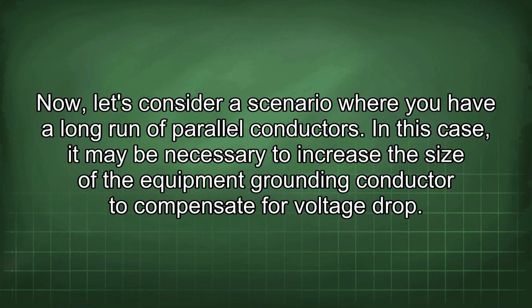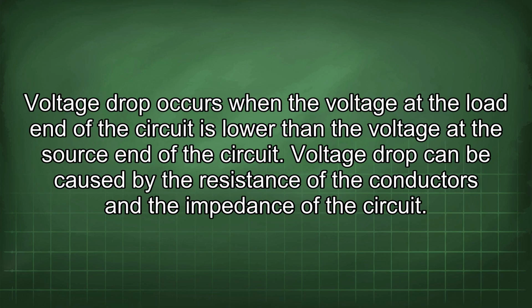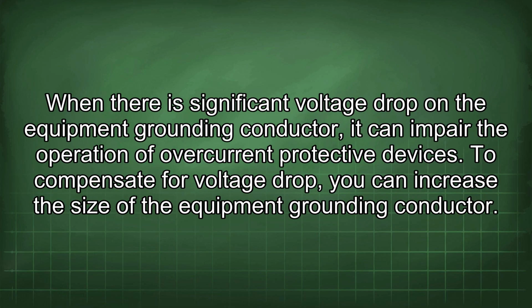Now let's consider a scenario where you have a long run of parallel conductors. In this case, it may be necessary to increase the size of the equipment grounding conductor to compensate for voltage drop. Voltage drop occurs when the voltage at the load end of the circuit is lower than the voltage at the source end of the circuit. Voltage drop can be caused by the resistance of the conductors and the impedance of the circuit. When there is significant voltage drop on the equipment grounding conductor, it can impair the operation of overcurrent protective devices.